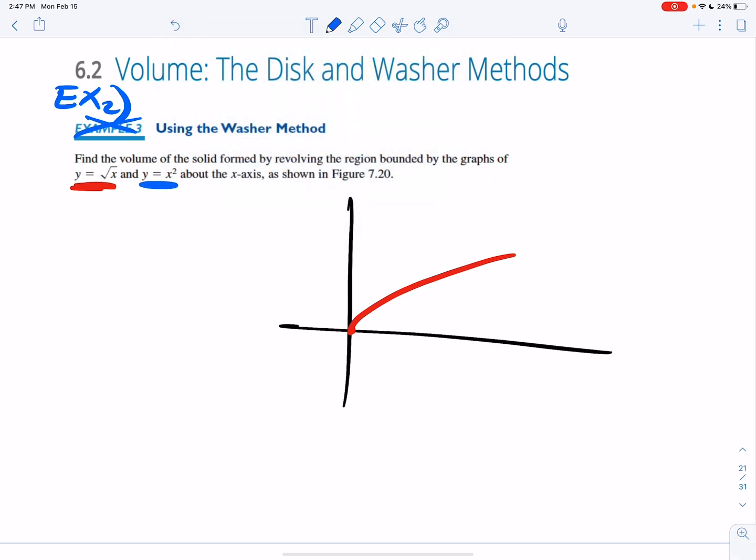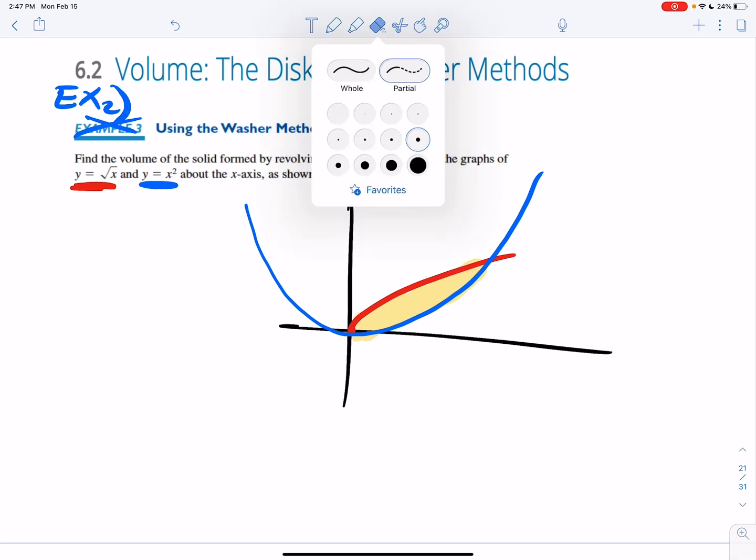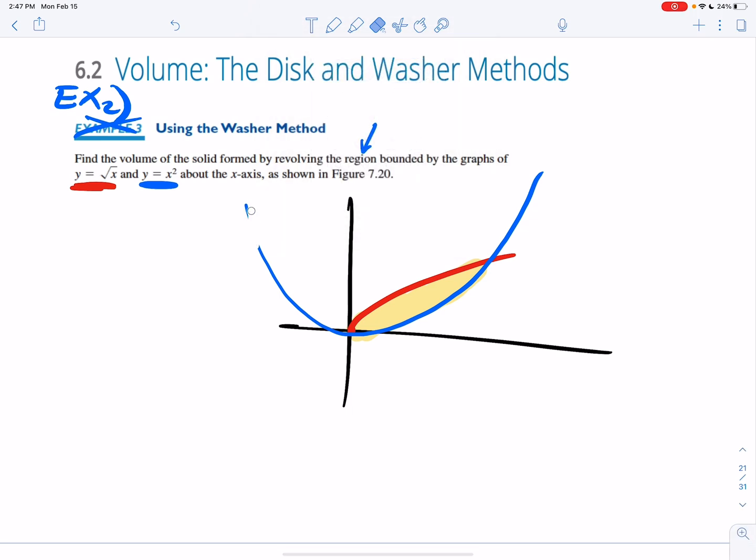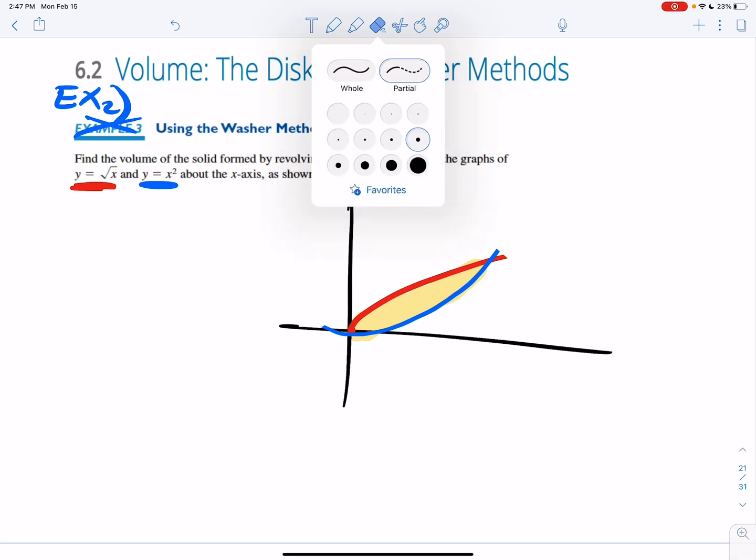Blue, y equals x squared is just a parabola, which kind of looks like this. And since I'm only looking at the region, this leaf shape here, I'm going to partially erase the other stuff because it's really not necessary. Okay? So I'm only going to look at pretty much that region. I could erase it even more if I wanted to. Okay, so here we go.